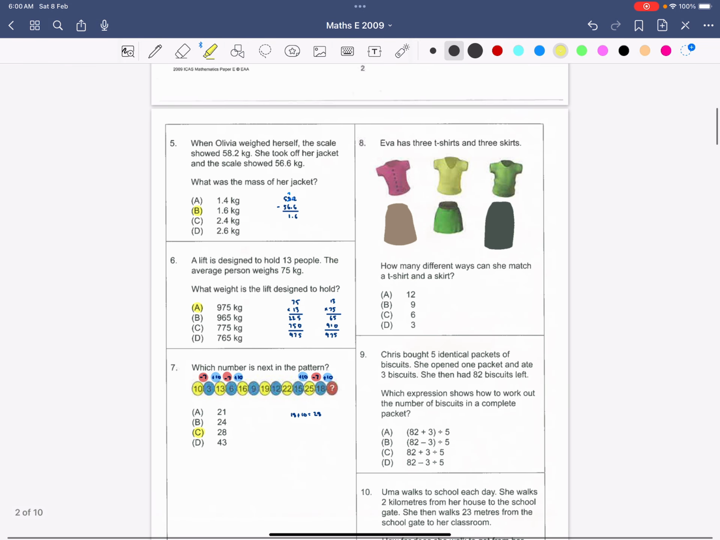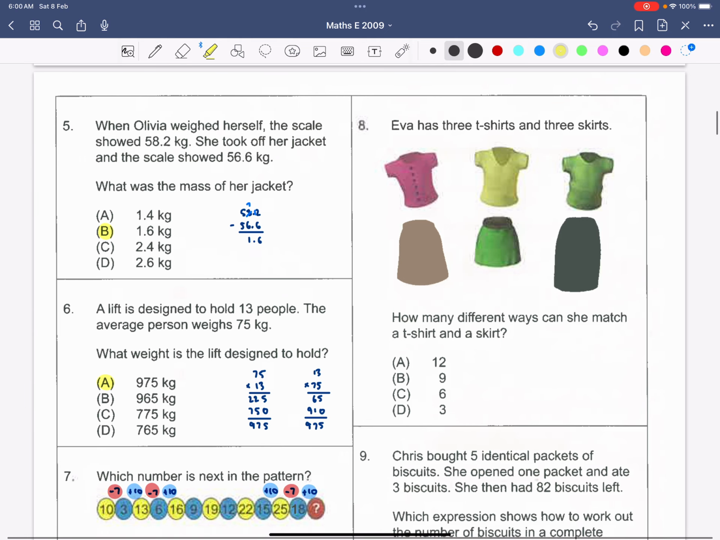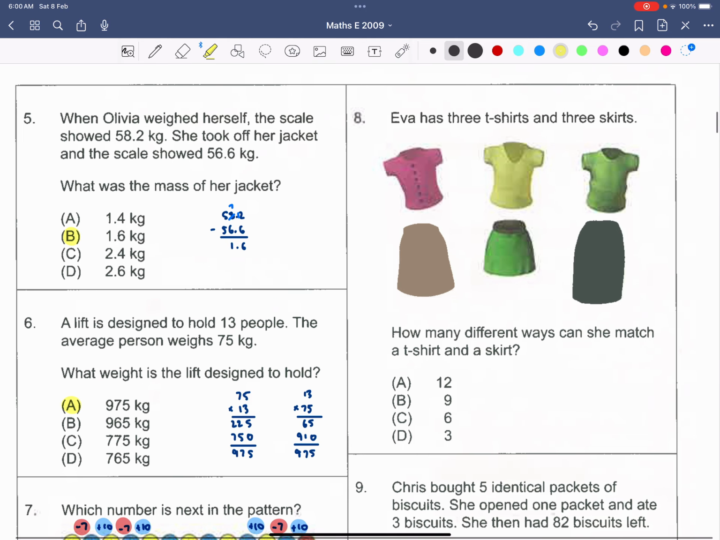Good work. Question 8. Great. Remember, pause and do the question, and then play again and see if it's the same as what I said. Eva has 3 t-shirts and 3 skirts. How many different ways can she match a t-shirt and a skirt?